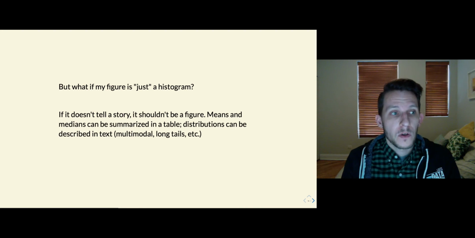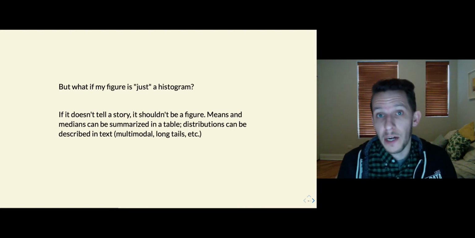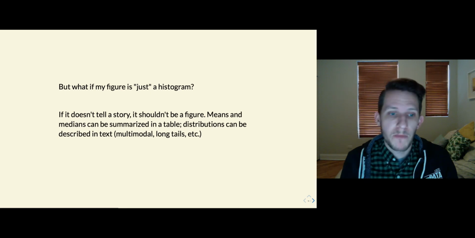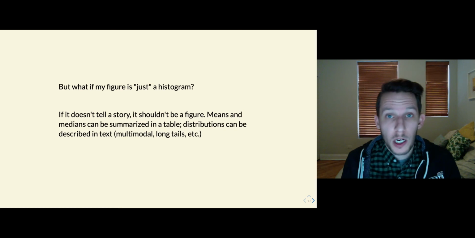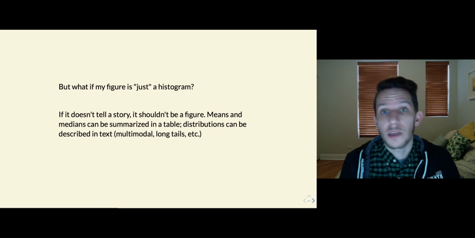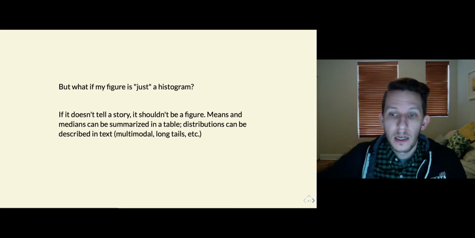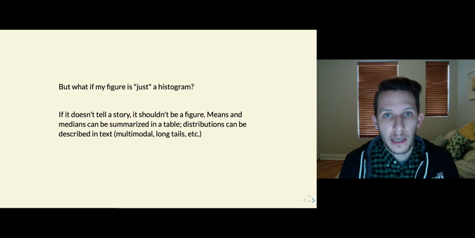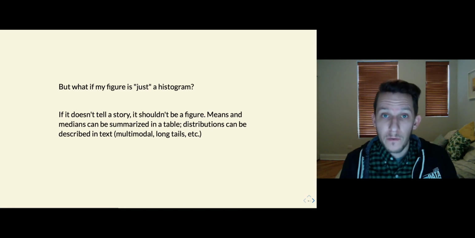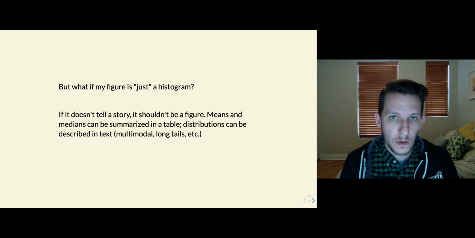Right? So histograms are often used for things like showing a mean or a median or the variance of a data distribution, and those can easily be summarized in a table. If you just want to talk about the distribution itself, like this is something that is multimodal or it has some long tail extending out to infinity, again, those can be easily described in a single sentence of text. So if the figure itself is not going to tell a story, it doesn't need to be a figure.